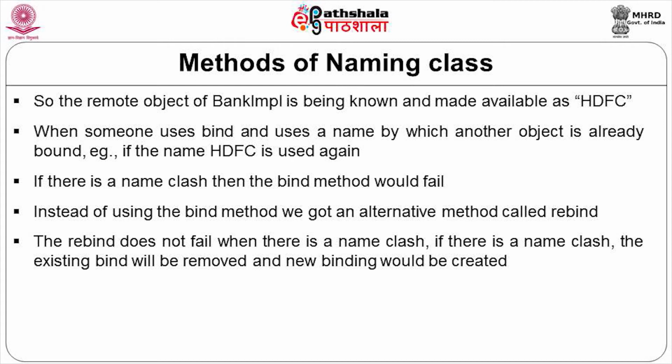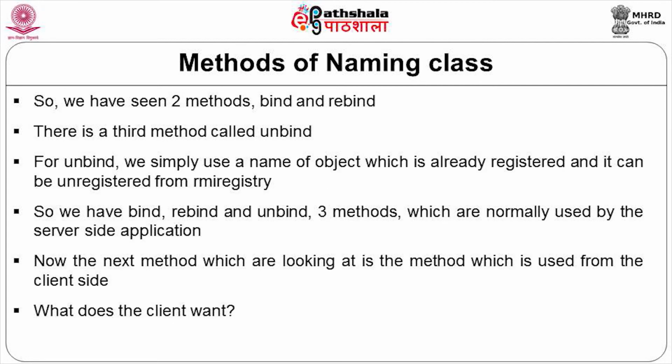So instead of using the bind method, we have an alternative method called rebind. In case of rebind, it does not fail if there is a name clash. Instead, if there is a name clash, the original binding which was existing would be removed and the new binding would be in effect. So rebind doesn't fail if there is a name clash, whereas the bind method would throw an exception; rebind would not throw an exception just because of a name clash. Fine. So two methods we have seen: bind and rebind.